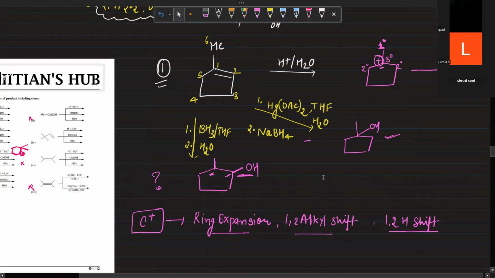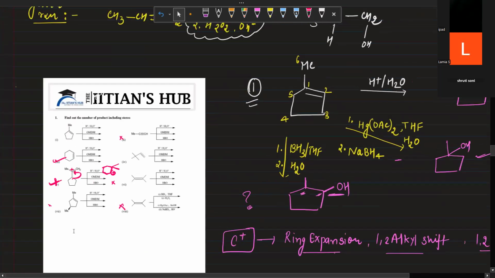Whenever you are giving direct answers to hydroboration-oxidation and oxymercuration-demercuration, you don't need a mechanism. You only need to know at which place the product is Markovnikov and at which place the product is anti-Markovnikov. Only that part you need to know. So you can take a screenshot of them.